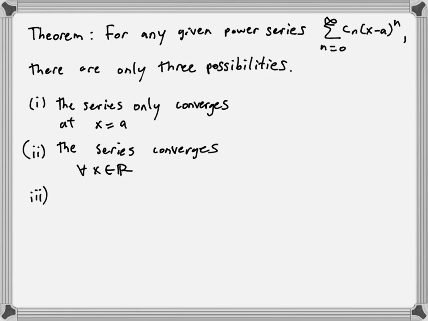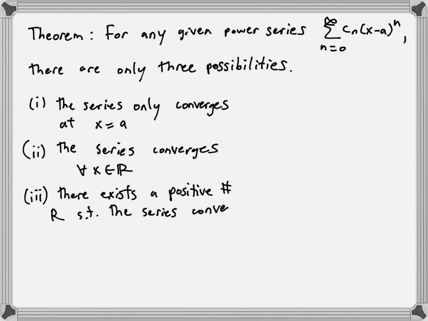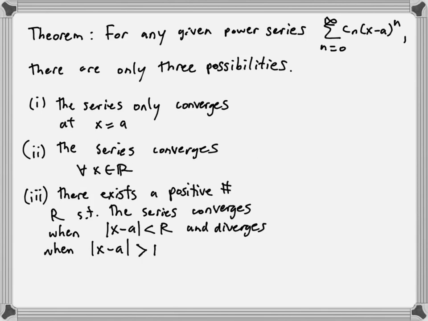And the third case, there exists a positive number r such that the series converges when the absolute value of x minus a is less than r and diverges when the absolute value of x minus a is greater than r. Okay.